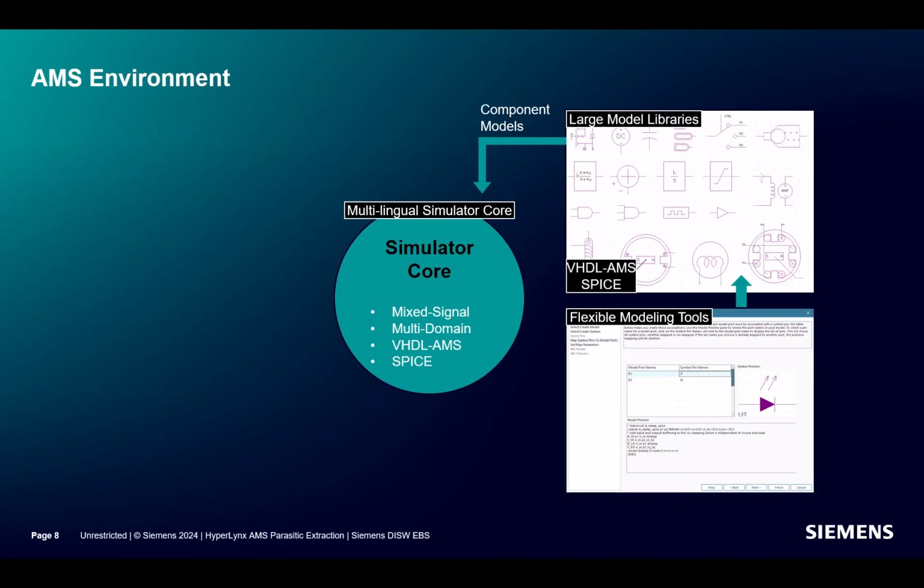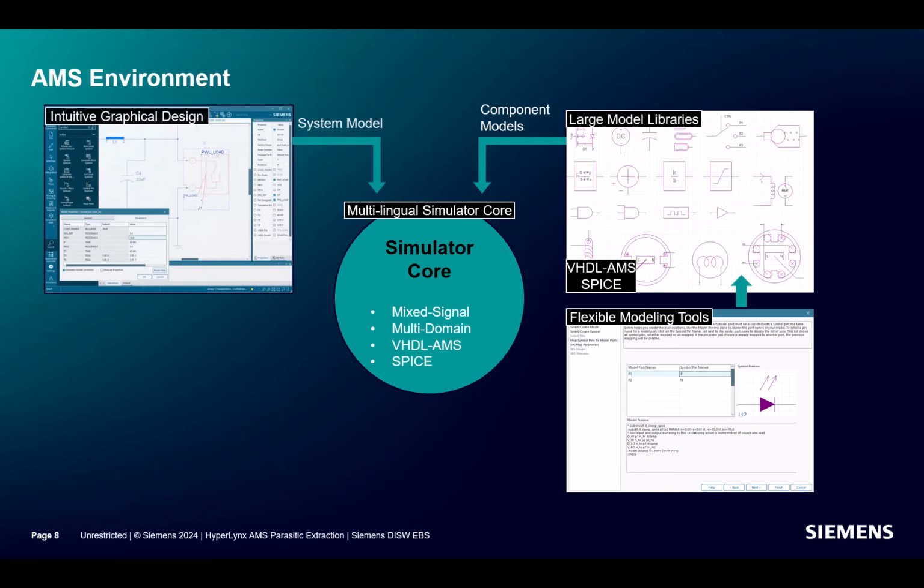In addition to custom model libraries, Hyperlinks AMS comes with large libraries of VHDL AMS and SPICE models, which cover multiple technologies including analog electronics, digital electronics, mechanical, magnetic, and thermal systems, and more. Each model is represented by a symbol in the AMS symbol library. Fourth, graphical design. The system is graphically represented in the powerful design capture tool, Designer.